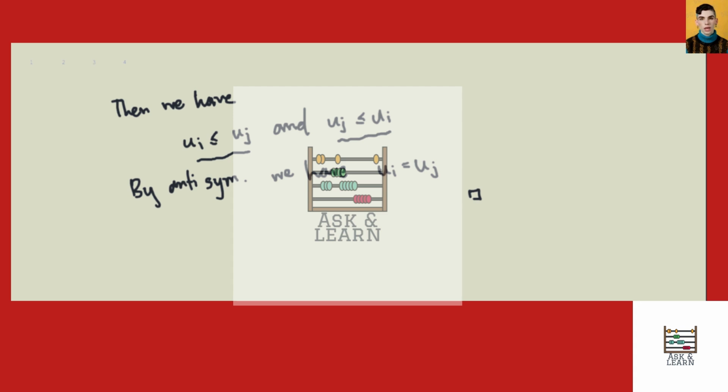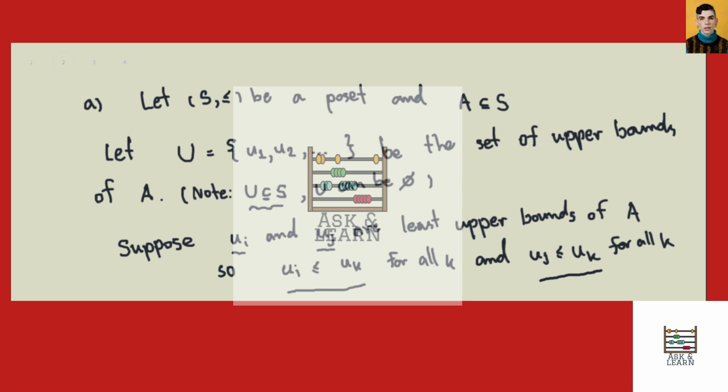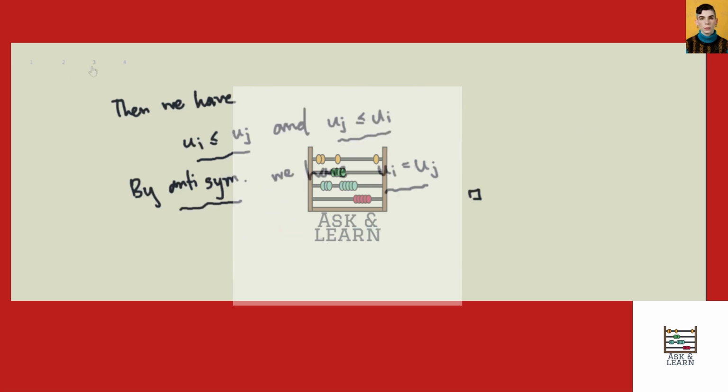But under a poset, we have the antisymmetry property. It means Ui and Uj must be the same. And so we have shown that if a least upper bound exists, there can be only one, because we assume two things, but they end up being one thing. Okay, and that is how you prove it.